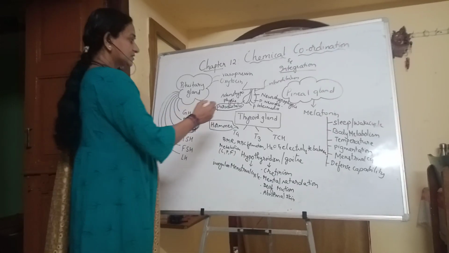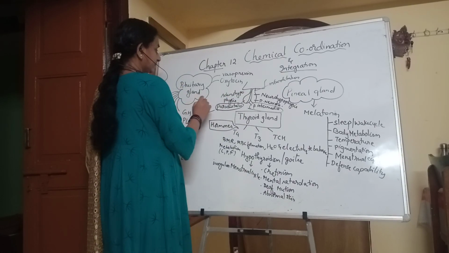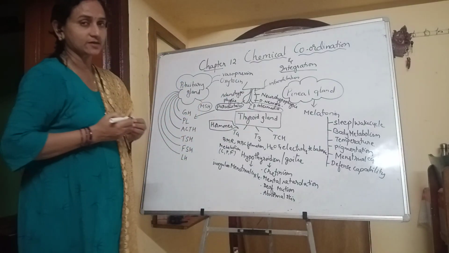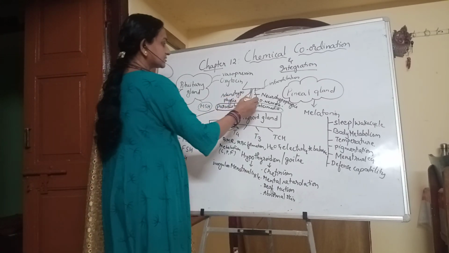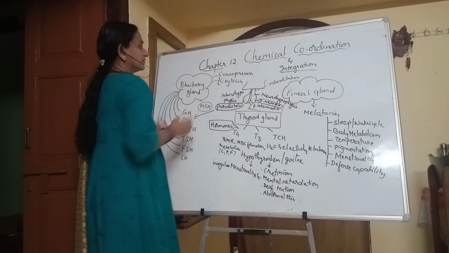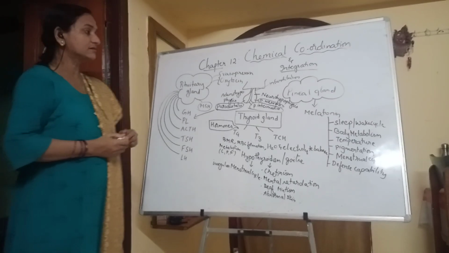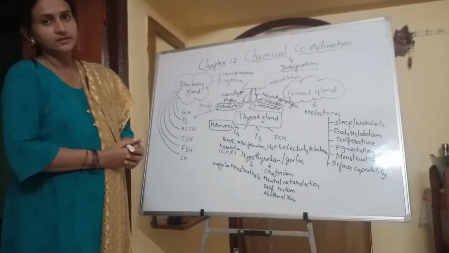Now pars intermedia. This part releases melanocyte stimulating hormone, MSH. And pars nervosa secretes oxytocin and vasopressin. Now coming to a brief description about these hormones.